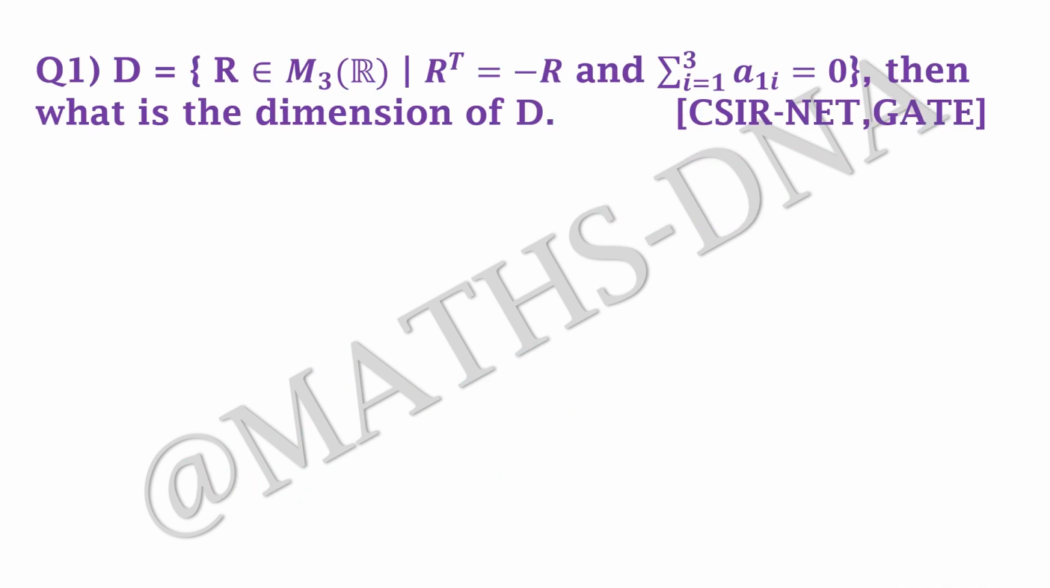The first question is: D is equal to R belonging to M3R where R transpose is equal to minus R and the summation of a1i, i running from 1 to 3, is equal to 0. Then what is the dimension of D? This question was asked in CSIR-NET and also in the GATE examination. The options are A1, B2, C3 and D4. You can pause the video over here and try it by yourself once. Now let us solve it.